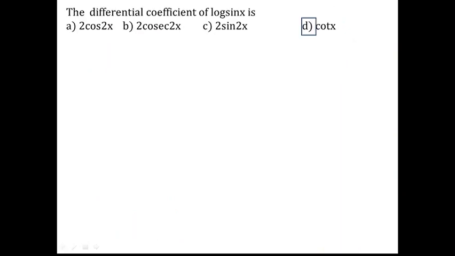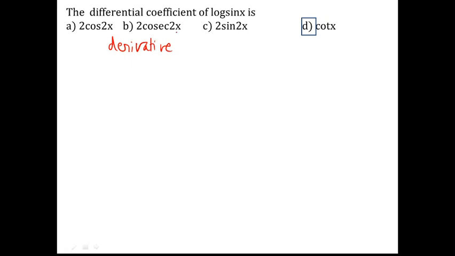Now let's have the next question in the series. Here we have to find the differential coefficient. Many times students know the answer, students know the procedure, but they don't understand the terminology. They don't know what exactly the question means. Sometimes we don't know the meaning of differential coefficient. Differential coefficient is nothing but derivative. This is another word for derivative.